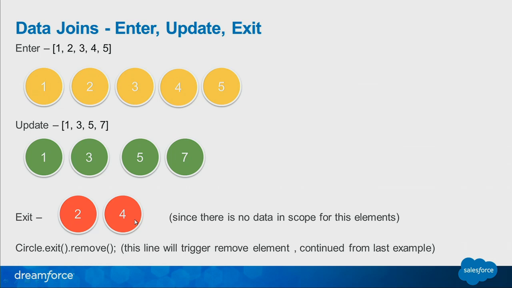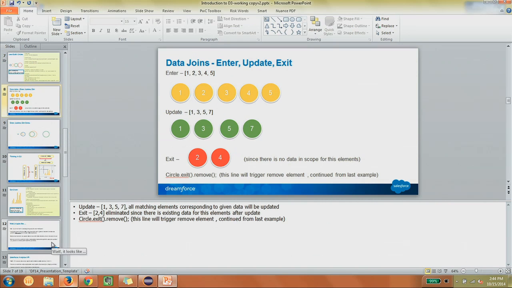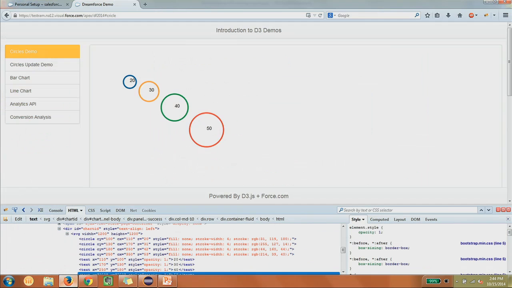2 and 4 are the elements which exist in the UI, but they do not have any corresponding element in the scope, so we want them to be removed. That's the exit syntax which we saw a while before. This is how the exit function helps us emulate whether we want an intersection or a union in this context. Let's look at the update demo.